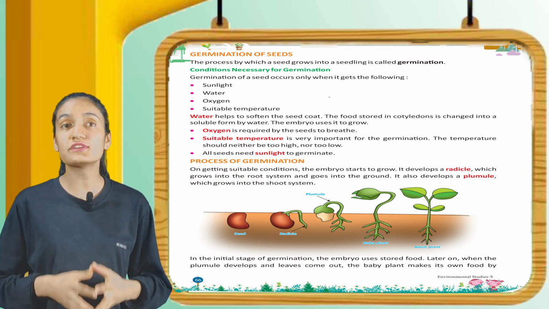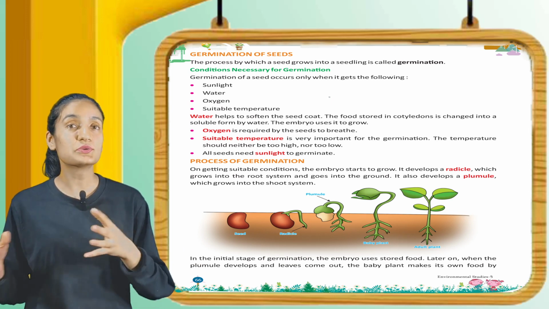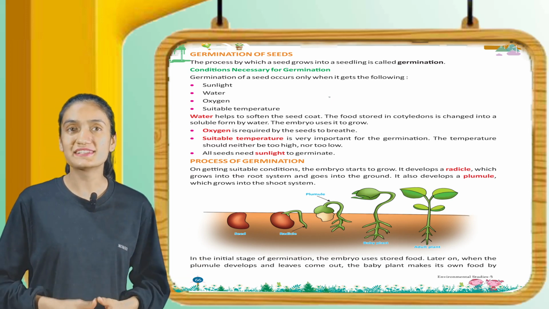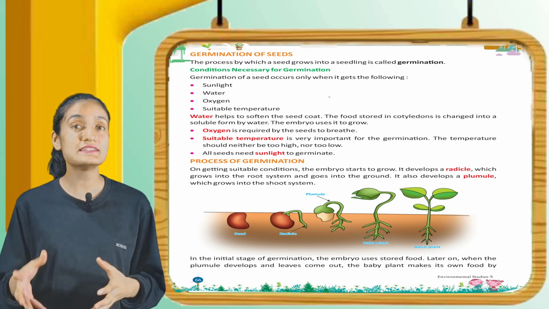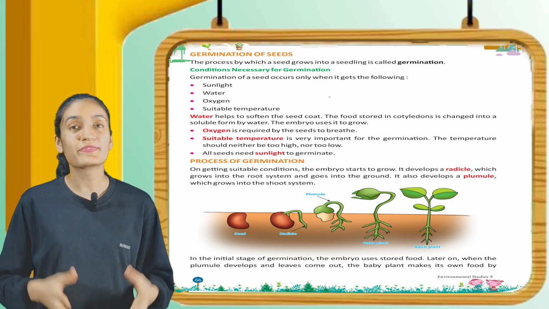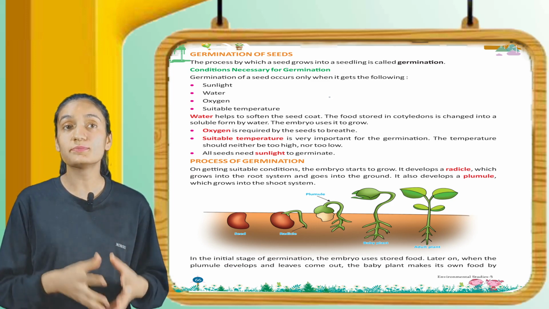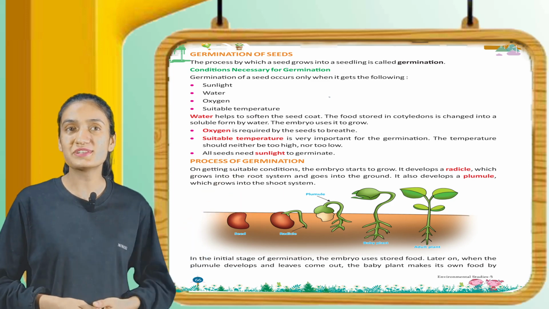Water helps to soften the seed coat. The food stored in cotyledons is changed into a soluble form by water. The embryo uses it to grow. Oxygen is required by the seeds to breathe. Suitable temperature is very important for germination. The temperature should neither be too high nor too low. All seeds need sunlight to germinate.